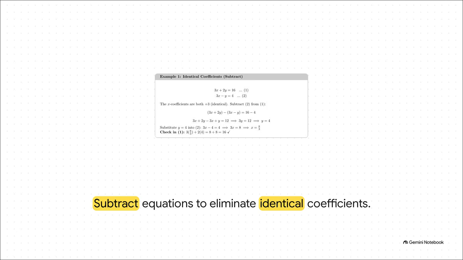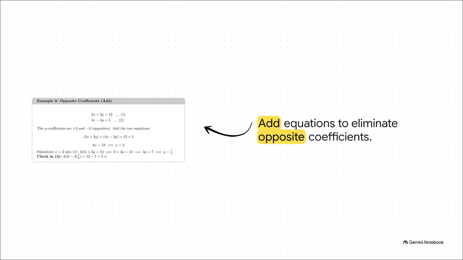Notice how we have a system where equation 1 has a +3x, and equation 2 also has a +3x. Because those coefficients are totally identical, we simply subtract equation 2 from equation 1. The 3x completely vanishes, and we're left with this beautiful, super simple equation where y is the only thing left to solve. Now, let's compare that to the second example. Here, our y coefficients are a +3 and a -3.